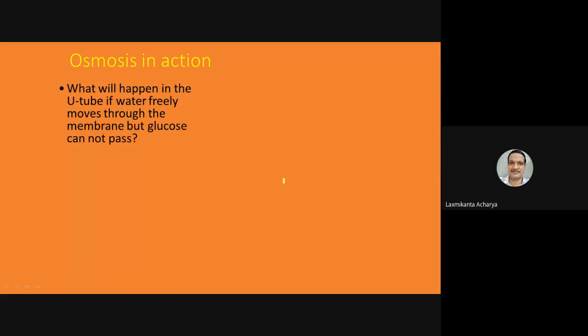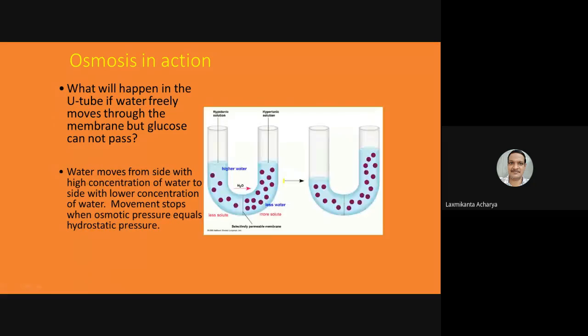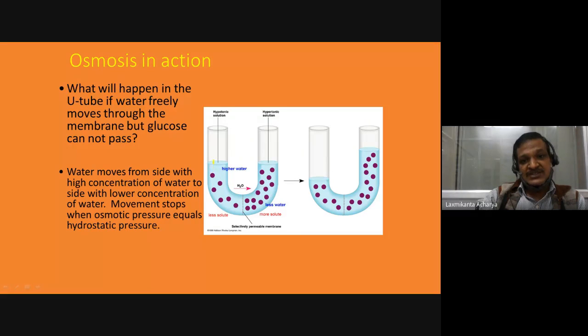Now see, if there is a semi-permeable membrane here and this side is more concentrated than this, then after some time you will find that the solvent, this water, will move to this side. Why? Can anybody tell why the water moved to this side? Maintain the equilibrium. Very good. So the water will move from this side to this side in order to maintain the equilibrium.